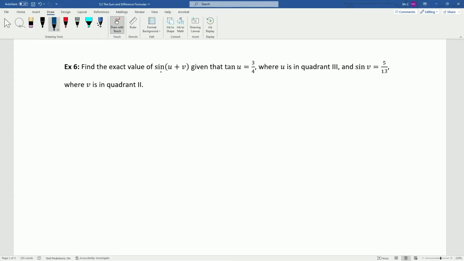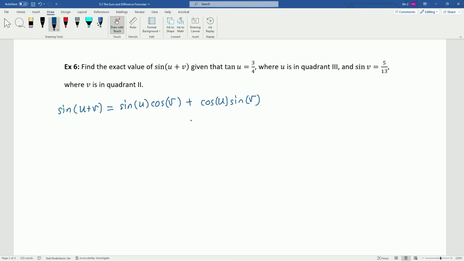If we're asked to find the exact value of sine of u plus v, that's kind of an automatic hint that you should probably be thinking about the sum formula. So in order to figure out what information we actually need to find, we should write out the sum formula. And the sum formula is sine, cosine, cosine, sine, u, v, u, v. And the sign in the middle is the same.